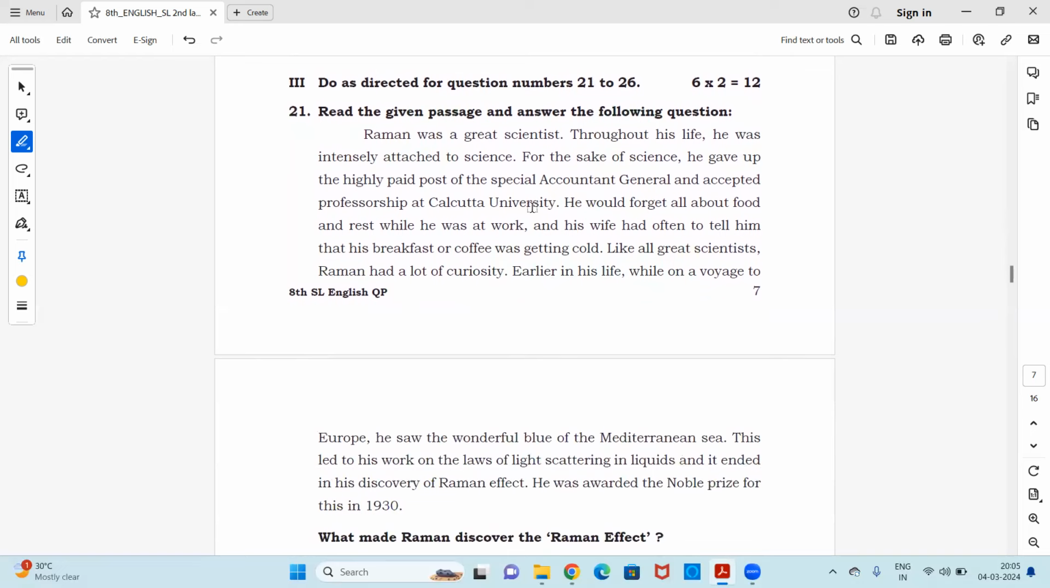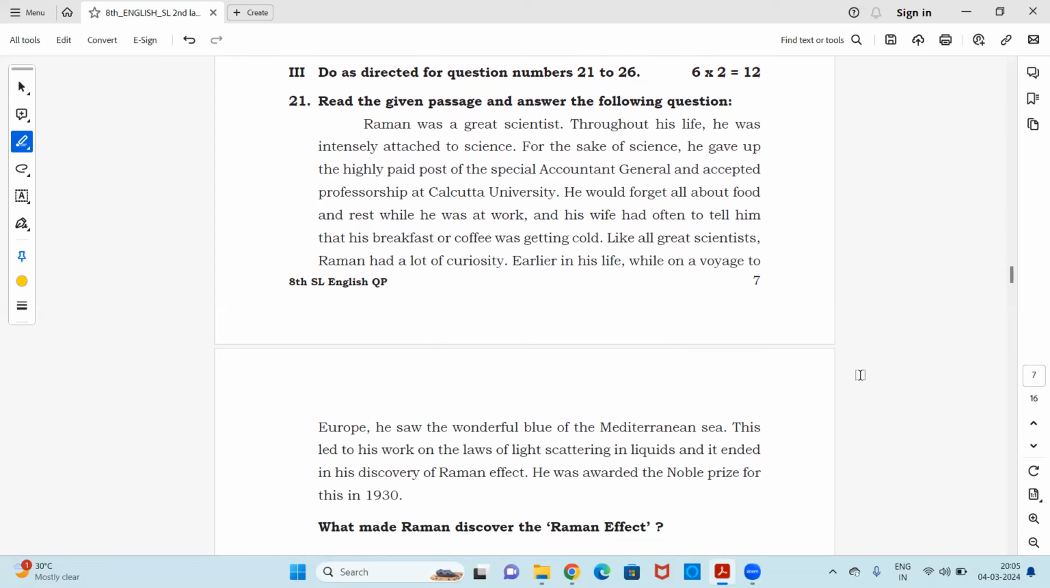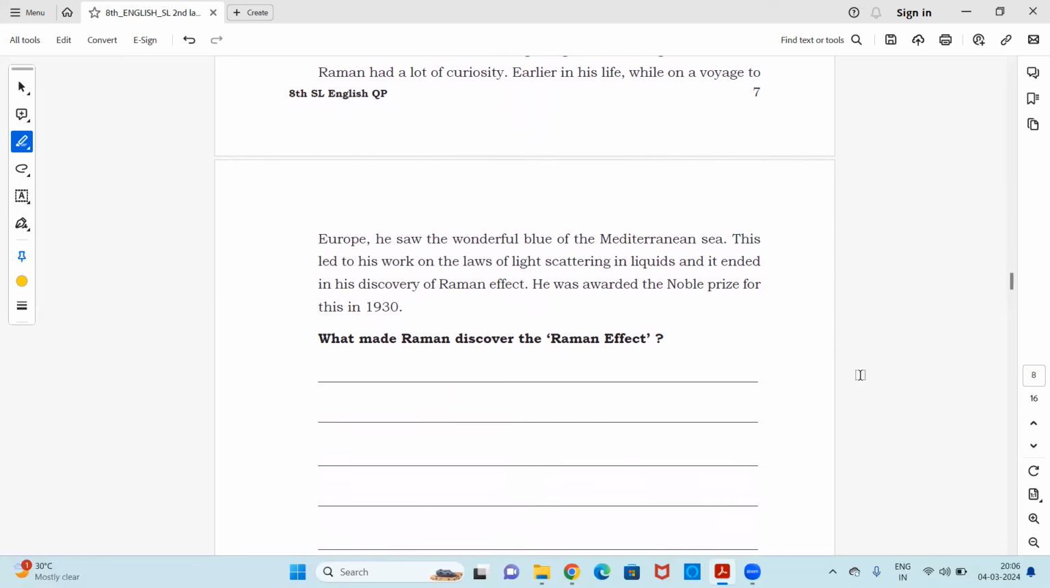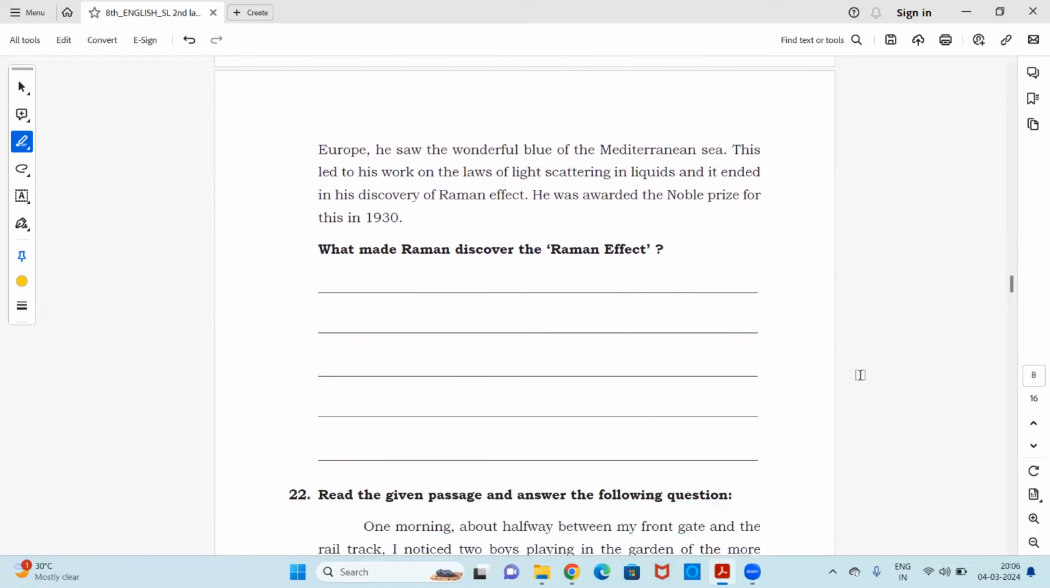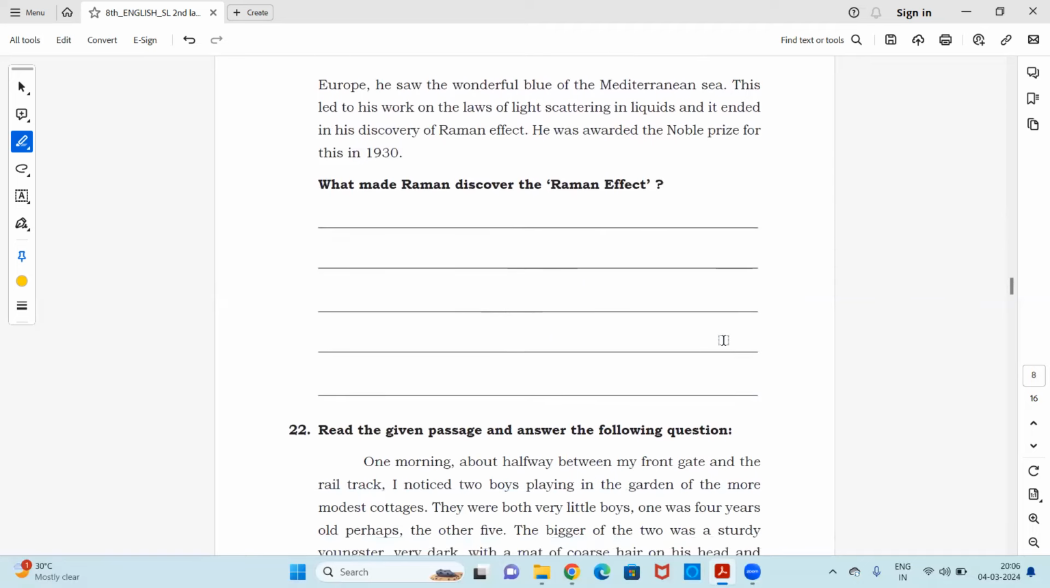Next, do as directed. You have a passage over here. I'll give you a few seconds to read the passage by yourself, and then based on that you will have to answer the question. I'll quickly read out the questions and you can pause the video and look for the answers in the paragraph. Here it's a 2 mark question each. The first question: what made Raman discover the Raman effect? You just have to read this paragraph about Raman and then give the answer.